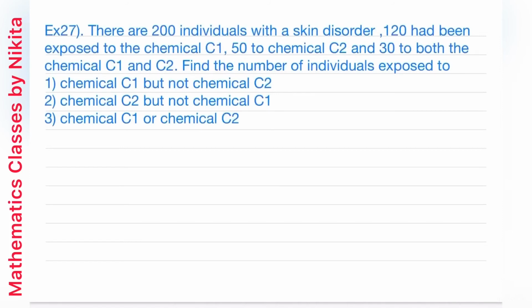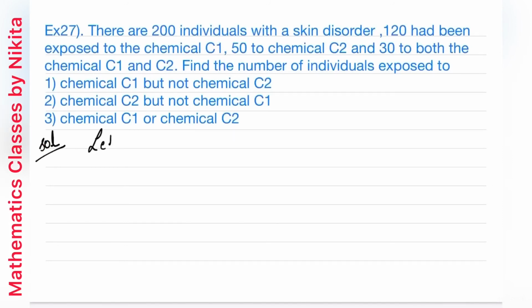There are 200 individuals with a skin disorder. 120 had been exposed to the chemical C1, 50 to chemical C2, and 30 to both chemical C1 and C2. Find the number of individuals exposed to. So you have to find 3 different quantities. So again here we are talking about exposed to chemical C1 and exposed to chemical C2. So first let us define our sets.